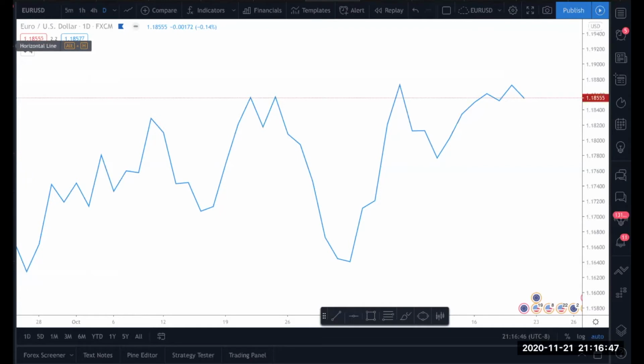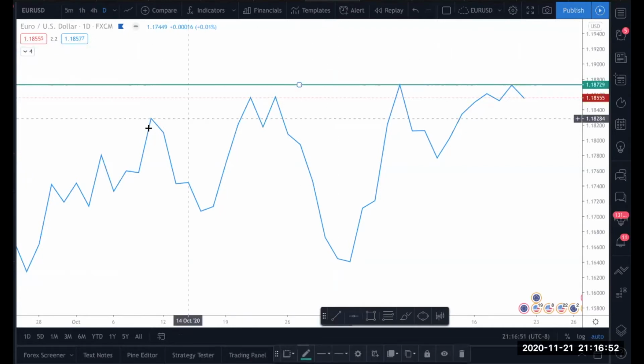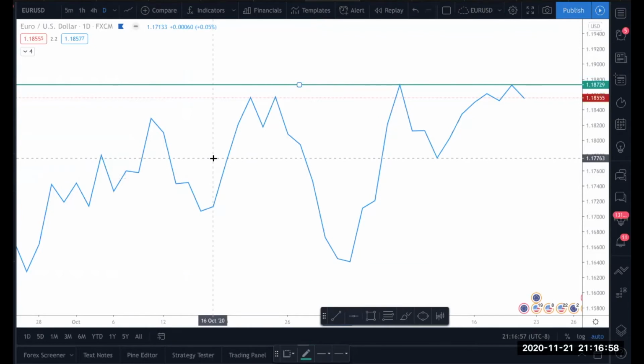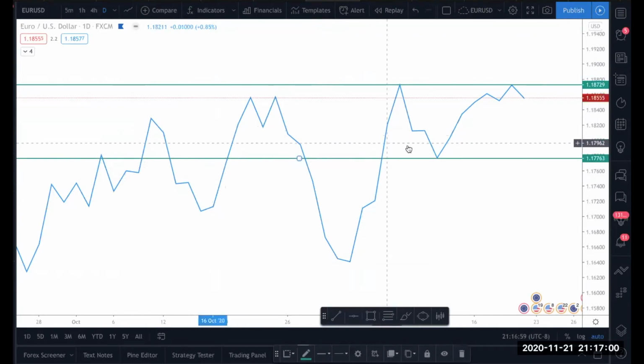So when I think of resistance, I think of the roof, right? It's the roof where the ball might hit and come down. If we're thinking in Forex, it's where price might hit and fall back down to support. Support is the floor. It's the floor where we rest our feet. It's where we bounce the ball.